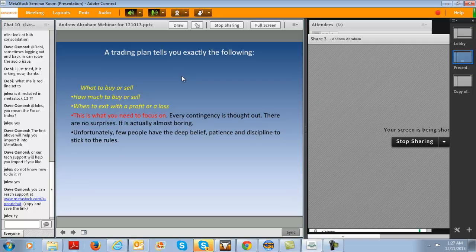So what I was talking about is the trading plan. You need to figure out a trading plan that fits your personality. This is what I do when I teach students, because it helps me also. I help them develop their own trading plan. The trading plan tells you what to buy or sell, how much to buy or sell, and when to exit with a profit or a loss. So everything is thought out.